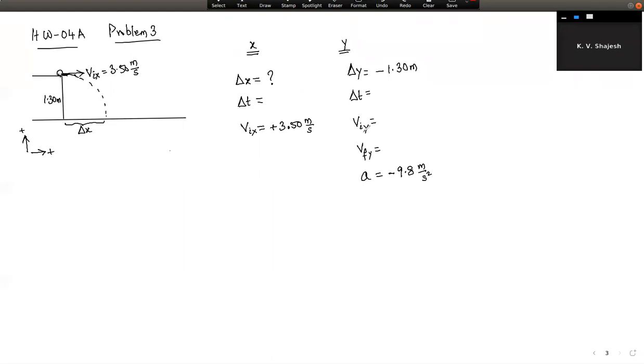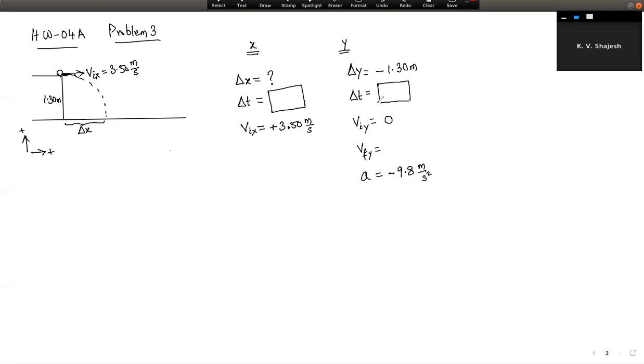Now notice that at the initial point, the mass is moving horizontally, so it has no y component, so initial v y is equal to 0. And that's the information that is given to us. The strategy is, we are interested in delta t, so try to find delta t in the y direction because we have three pieces of information given to us. Once we have delta t, we can use two of the quantities given and calculate delta x. So that's going to be the strategy.